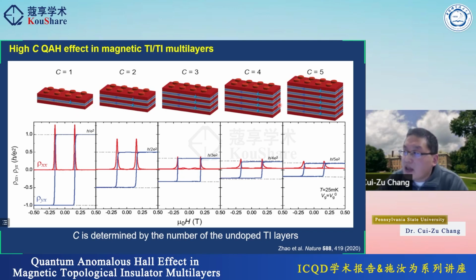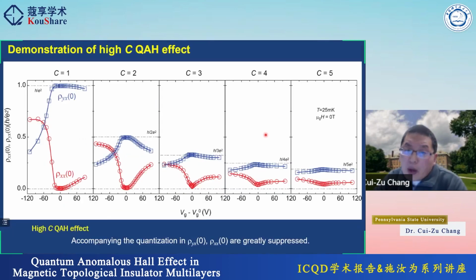The Chern number of these quantum anomalous Hall insulators is determined by how many undoped TI layers are in the sample. See here, there are three undoped TI layers, so the Chern number will be 3. There are 4, the Chern number will be 4. So the high Chern number quantum anomalous Hall insulators are further demonstrated by the gate dependence of the zero magnetic field Hall resistance. This is the zero magnetic field Hall resistance, and this is the zero magnetic field longitudinal resistance. We can see that at the charge neutral point, the Hall resistance is quantized at h over e squared, h over 2e squared, to h over 5e squared.